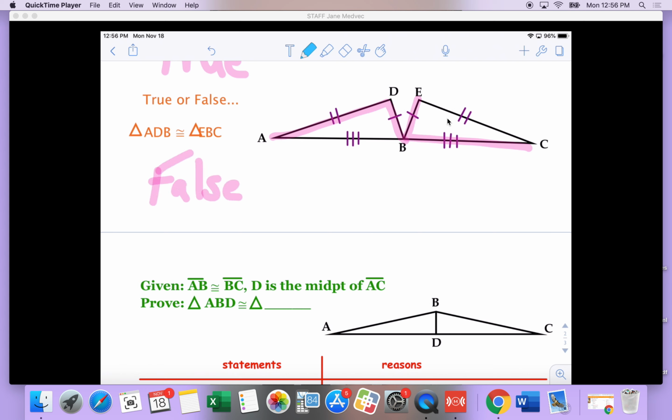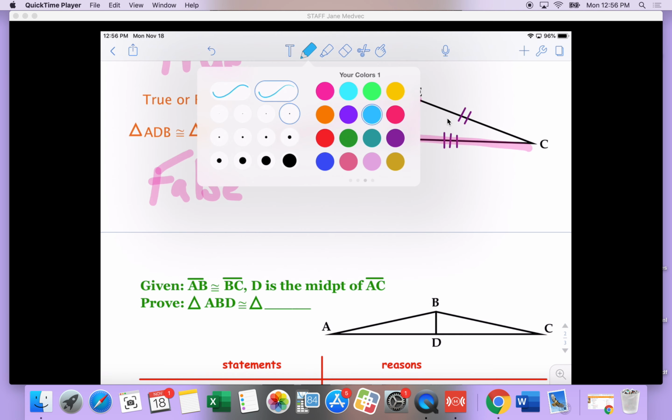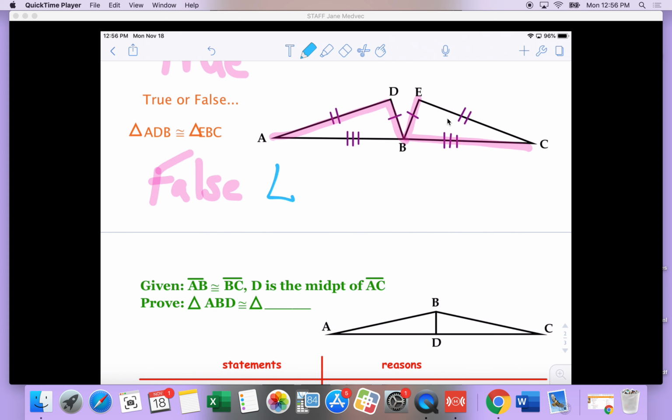Okay, so let's take a closer look at that. If I were going to rename that, I would go triangle ABD. I'm sorry, I'll rename it the way it was. ADB would be congruent to triangle. What would I name first? Yes, C is correct. And then E, and then B. So if it were to be true, that's how I would name it. Any questions on that?